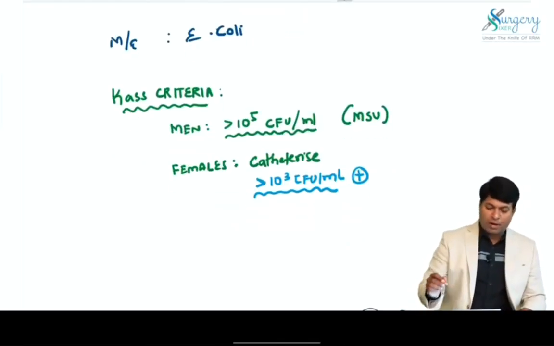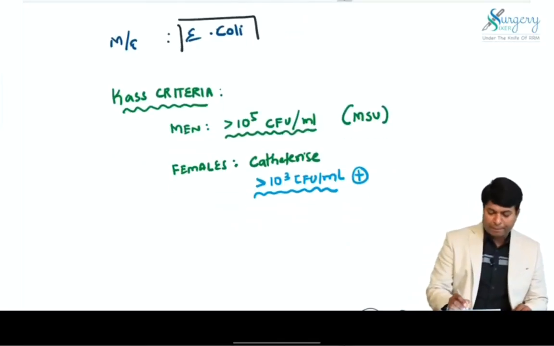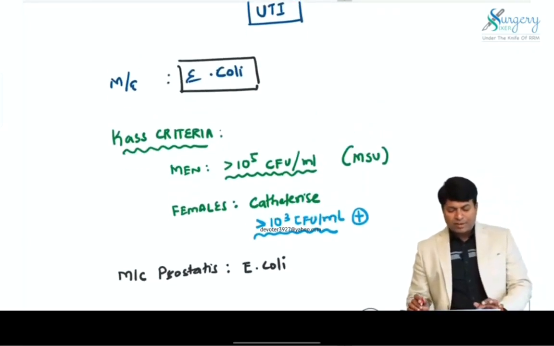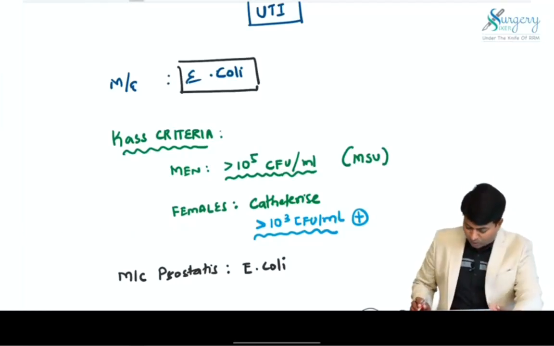Anyhow, the most common organism in women as well as in men is E. coli. And in men, the most important infection you should know is the most common cause of prostatitis. One of the worst infections in men, prostatitis, is also E. coli. So otherwise, there is nothing much to be discussed on bacterial infections, especially with E. coli and other infections.